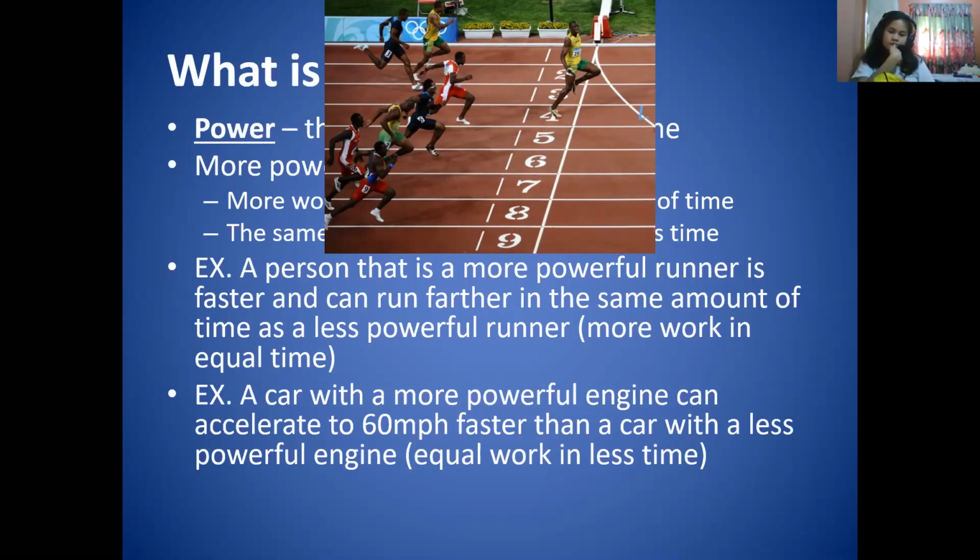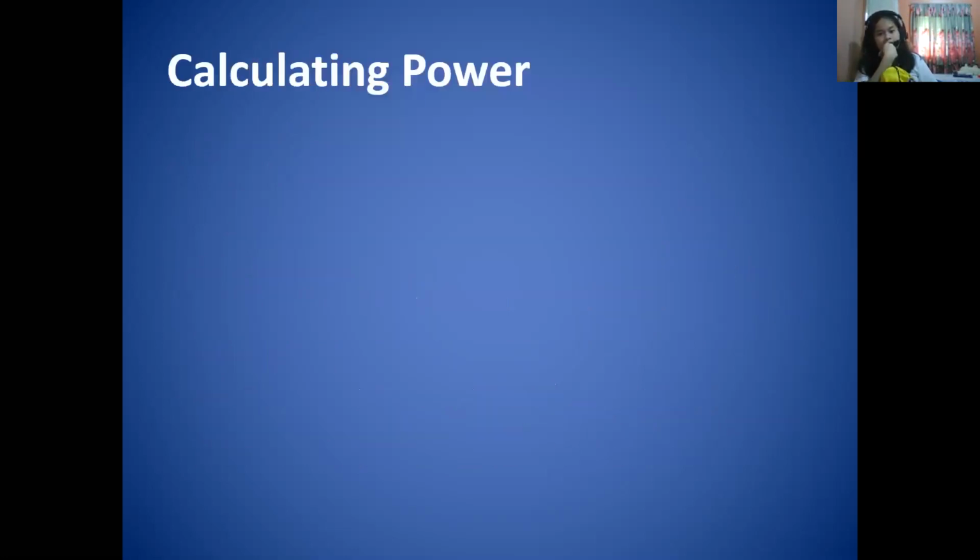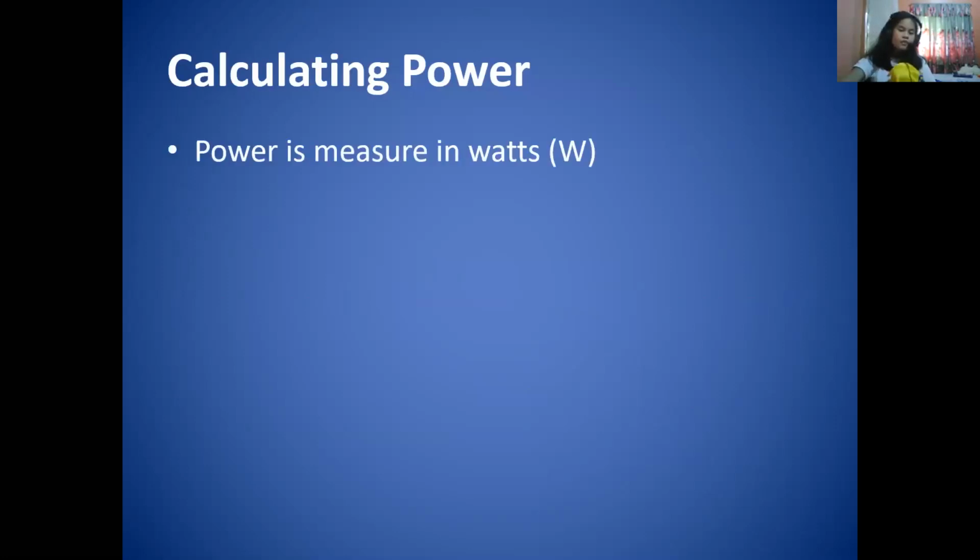A car with a more powerful engine can accelerate to 60 meters per hour faster than a car with a less powerful engine, of course. Okay? In calculating power, we're going to use the unit of watts.